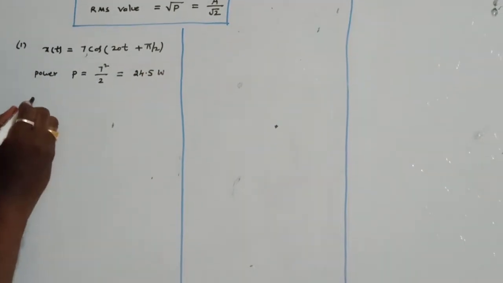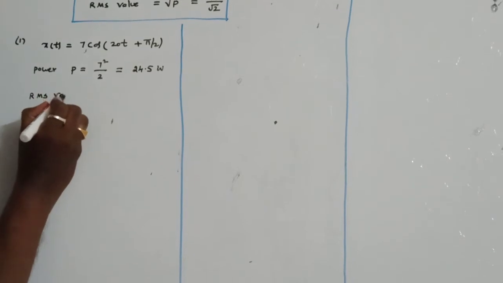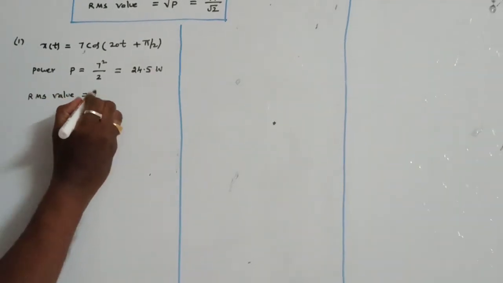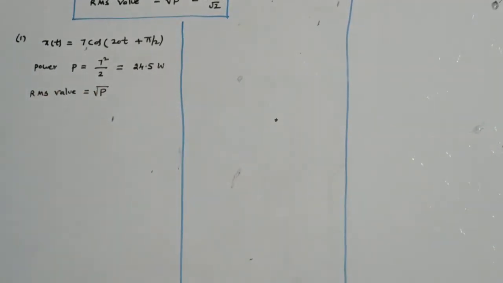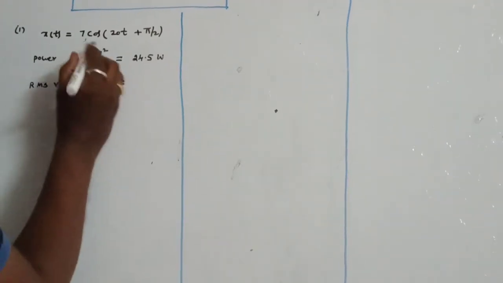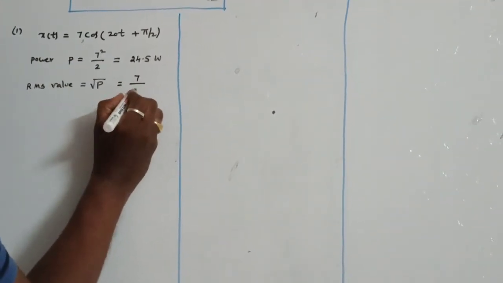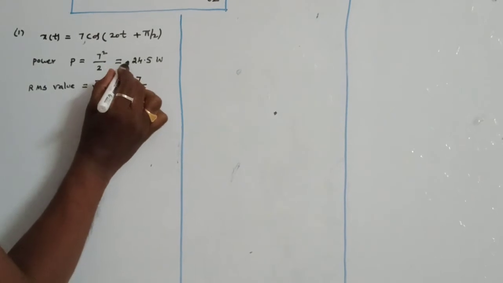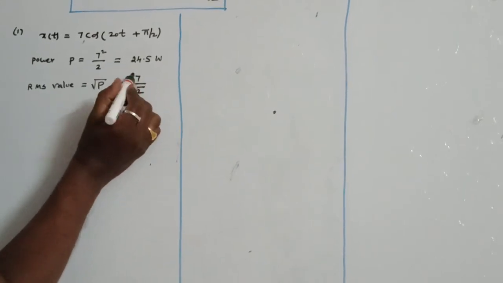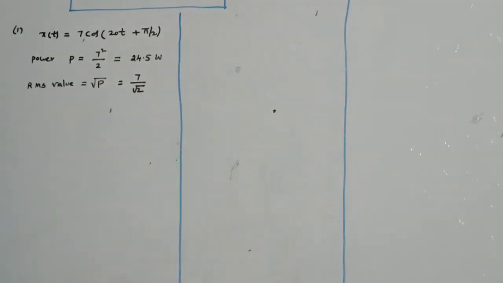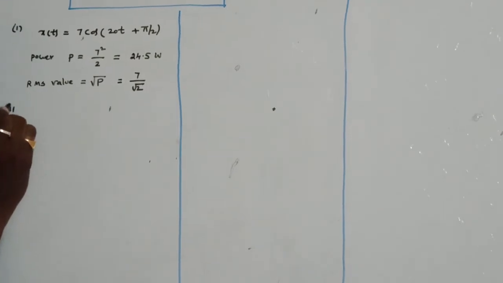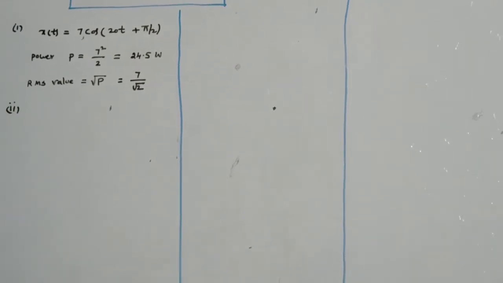So what is the RMS value formula? It is nothing but square root of power. If you take the square root, you can write it as 7 by root 2, or you can write square root of 24.5; you can convert into values also. So both are correct. Now coming to the second question.